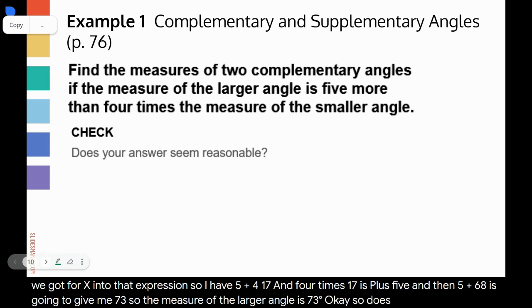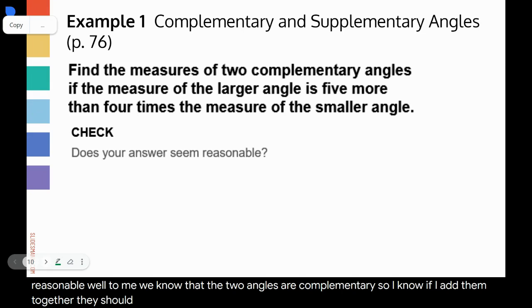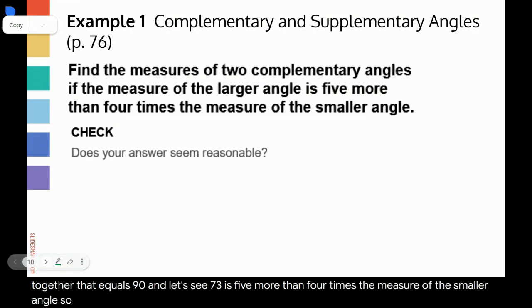Okay, so does your answer seem reasonable? Well, to me, we know that the two angles are complementary. So I know if I add them together, they should equal 90 degrees. So I have 73 degrees for one, and I've got 17 degrees for the other. If I add those together, that equals 90. And let's see, 73 is 5 more than 4 times the measure of the smaller angle. So yes, it does seem reasonable.